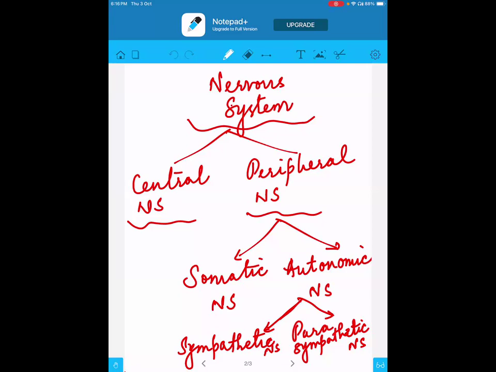Okay, so now I'm going to start to explain what they are. This is the basic idea. Nervous system has two divisions: one is the central nervous system, the second the peripheral nervous system. In the same way, the peripheral nervous system has two divisions: one is somatic and the second is autonomic. Then autonomic again has two divisions, sympathetic and parasympathetic. This is how the division will be. But in some books, the autonomic nervous system is mentioned as a separate, third category. Actually, the autonomic nervous system is a part of the peripheral nervous system only.